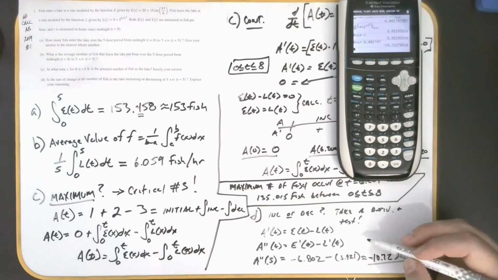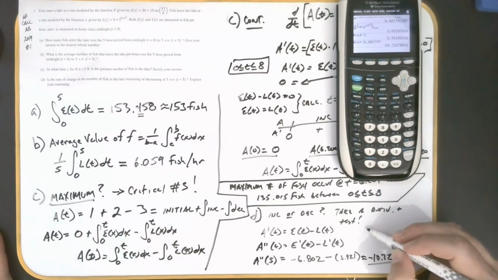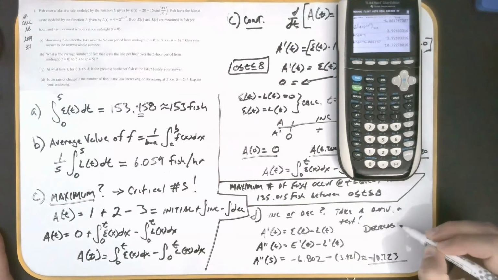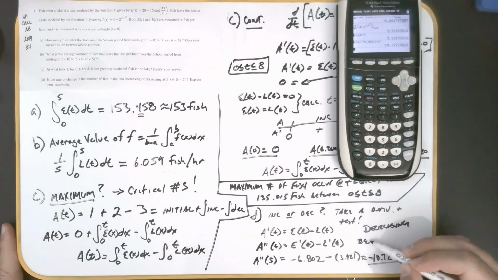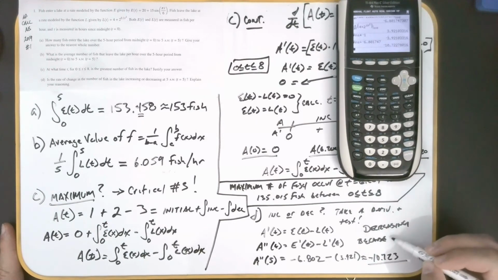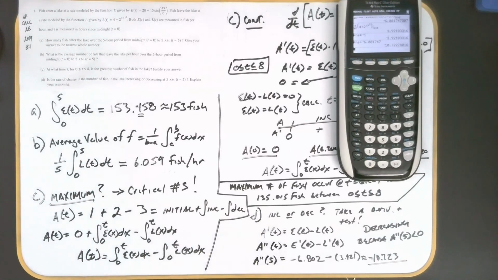Okay, so explain your reasoning. The rate of change is decreasing because the second derivative of the amount at 5 is negative. That would be our explanation.